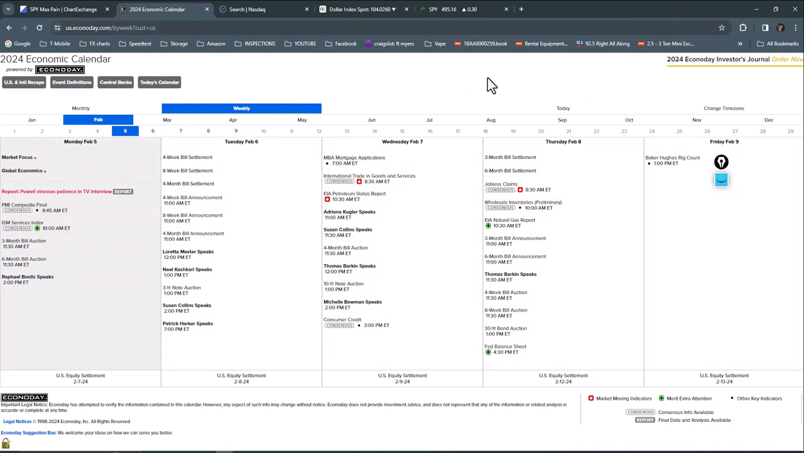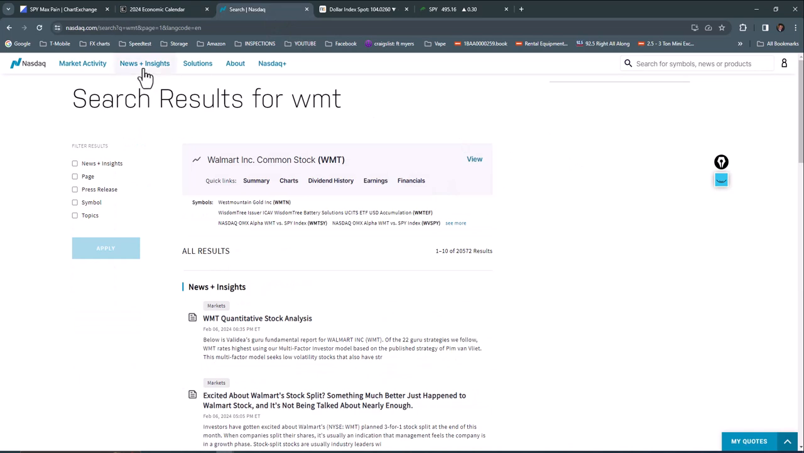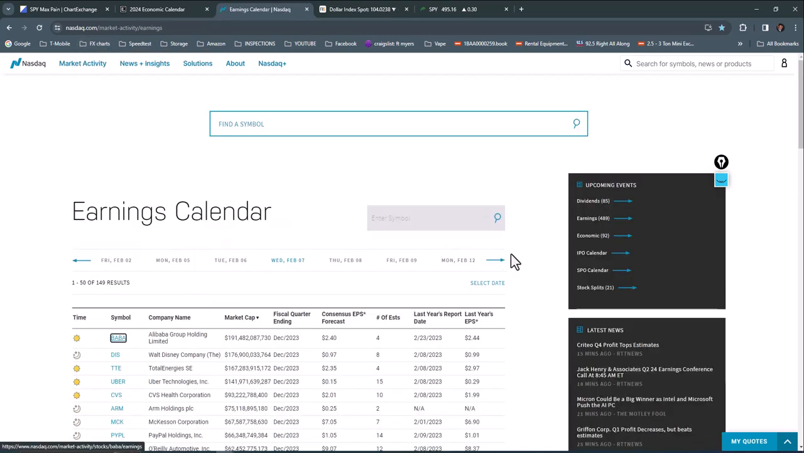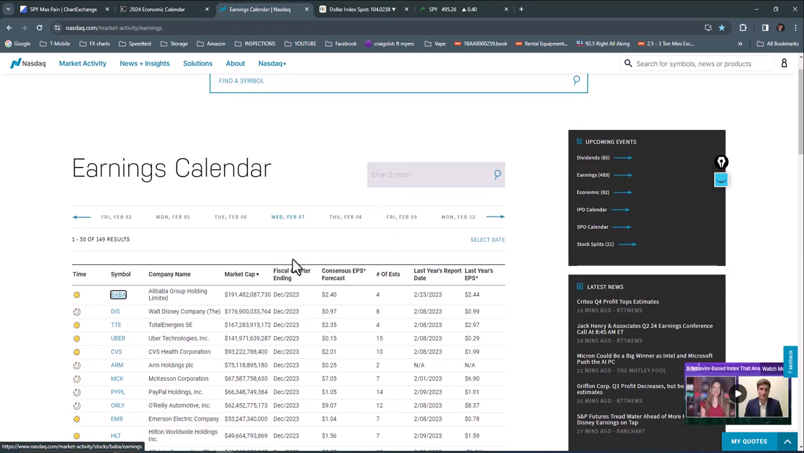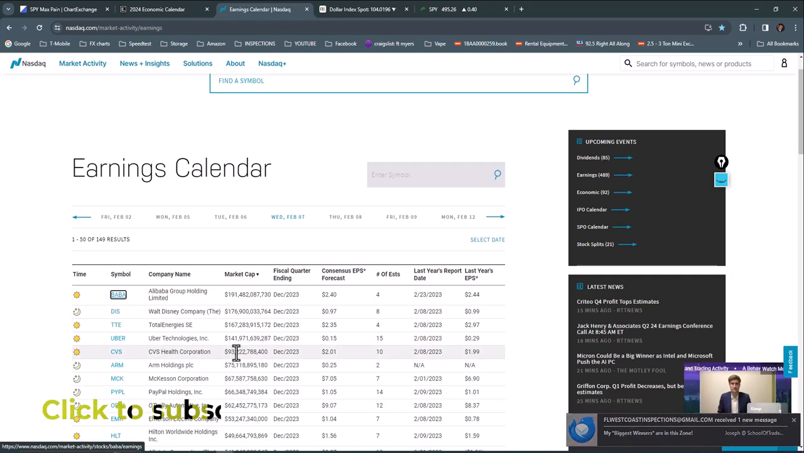Okay, now let's go see what else could move the market. Well, earnings could move the market. So let's go to here and click that one. So today's Wednesday. BYOB is going to report this morning, 191 billion. Disney's going to report tonight, 176 billion. Total Energies SE, they're going to report this morning, 167 billion. Uber's going to report this morning, 141 billion. CVS going to report this morning, 93 billion.